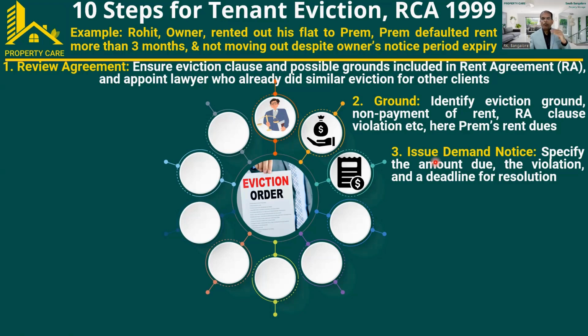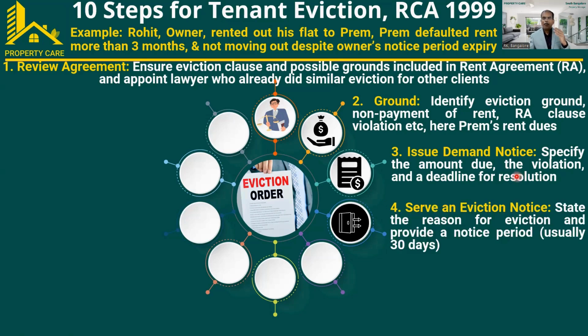So the owner should identify the outstanding amount to be paid and issue a demand notice: so and so amount is due. And what is the violation? This should not have happened as per the agreement. So there is a clause violation also, and a deadline for resolution. You should give some deadline, for example, 30 days. You send out the formal notice, stating so and so amount is due and so and so clause is violated. Kindly consider this and settle the dues.